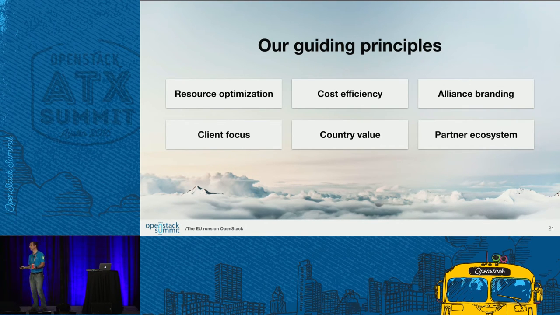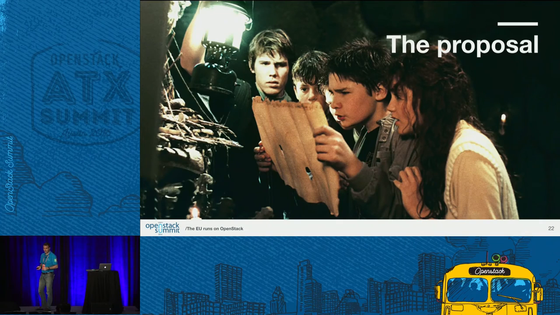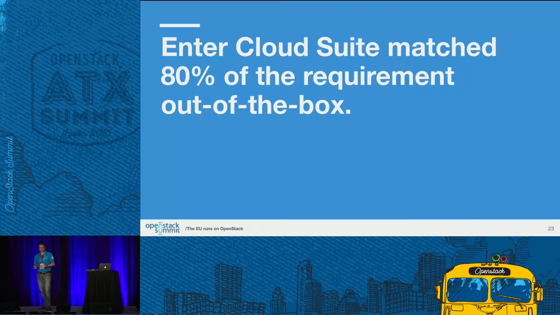Country value. Europe is a group, a community of countries, very different in languages, in traditions, but not that different in beliefs and fundamental values. So we thought it could be very important for us to build an alliance to be ready for Europe. And the partner ecosystem, because some of them really work hard with partners to develop their network. So here's our proposal.